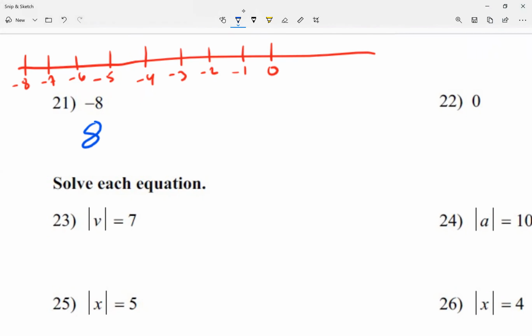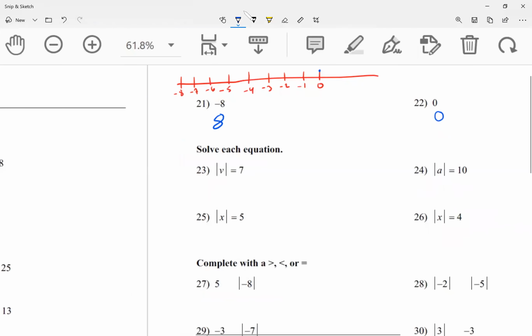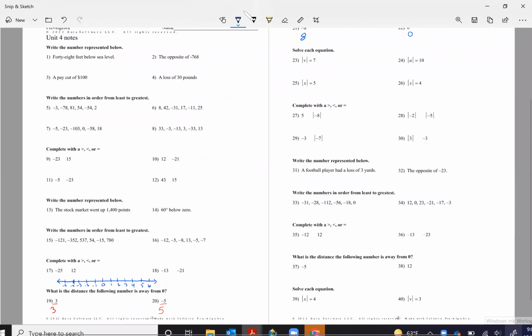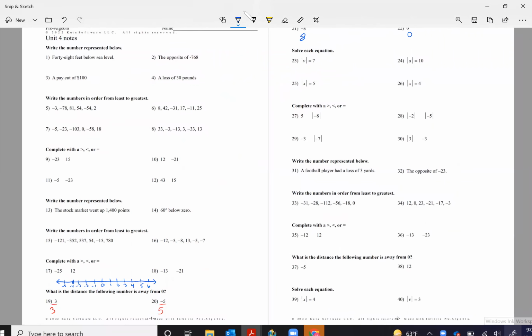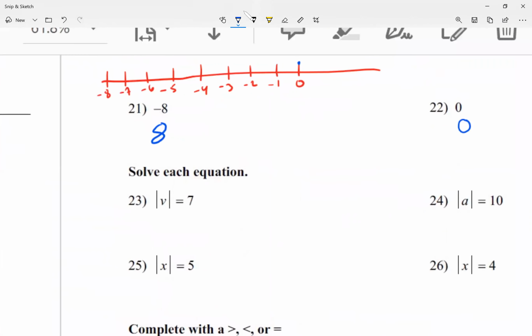Now 0, question number 22, 0 is, we're going to call this 0 distance from 0, right? It is right on 0. Now, interesting part is the distance, if you notice, it always became positive. Now, we're going to call this the distance from 0.